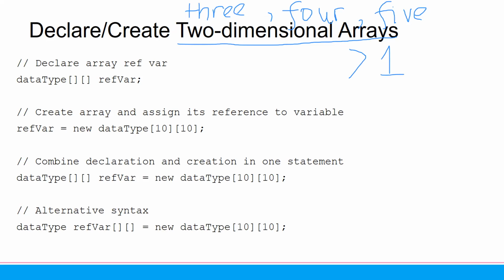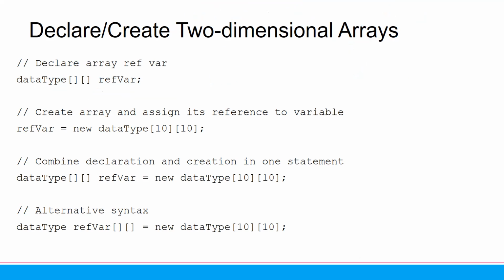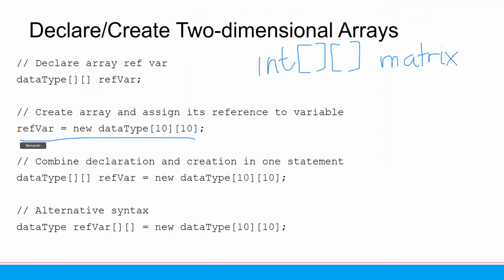In this case, the array will have two square brackets, like this one. And this is the data type, and this is the reference variable. So for example, I want to create an integer two-dimensional array, let's say I want to make matrix. Yeah, you can define this one, and this is also possible with the reference variable. And what is the data type?